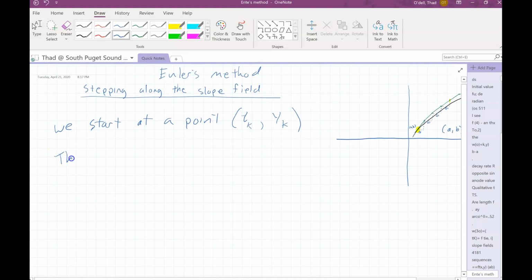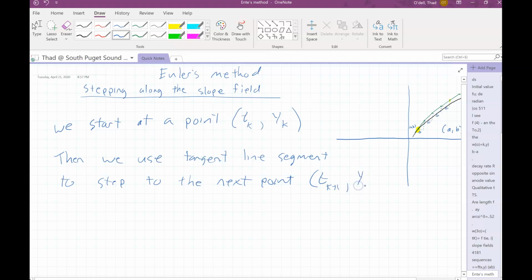And then we use a tangent line, and you all remember doing tangent lines in Calc 1. We use a tangent line segment to step to the next point, and that would be t sub k plus 1 and y sub k plus 1. In other words, the next point in the sequence.